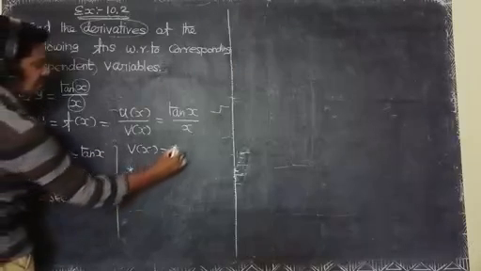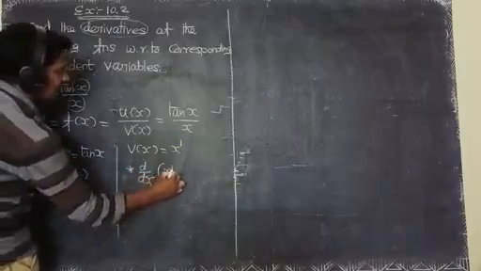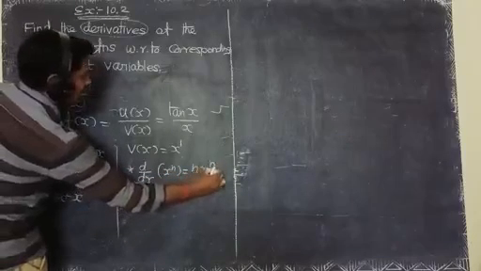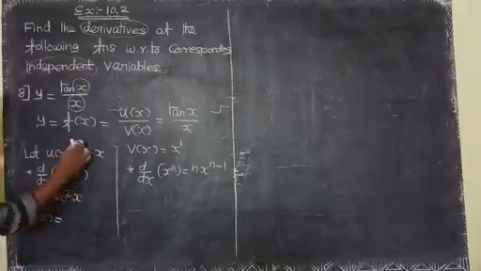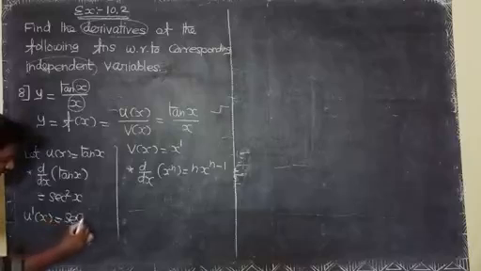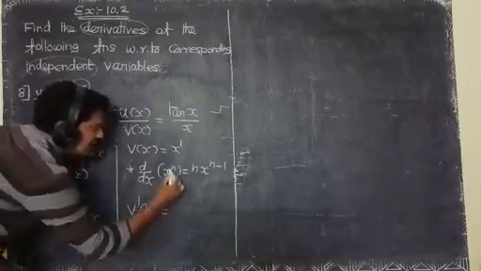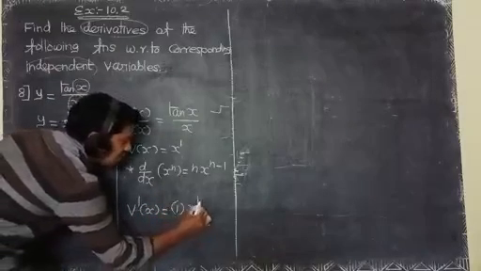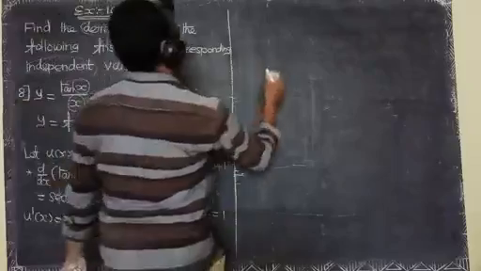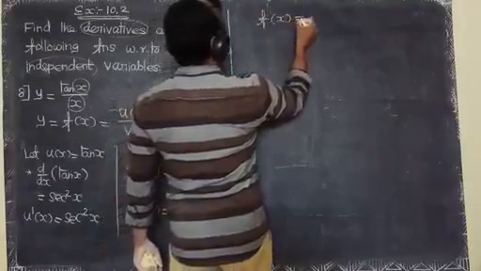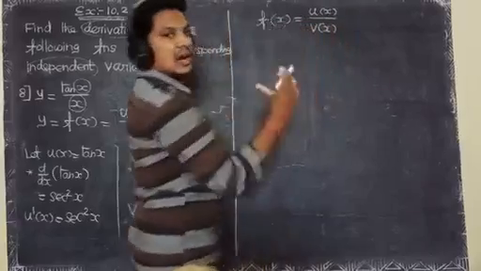Here, in the structure x power n, d by dx of x power n is n into x power n minus 1. Now u dash of x, the derivative of tan x, is secant square x. The derivative of the function v, v dash of x, is 1 into x power 1 minus 1. 1 minus 1 is 0, x power 0 is 1, and 1 into 1 is 1. In the structure f of x equal to u of x divided by v of x, this is called the quotient rule.